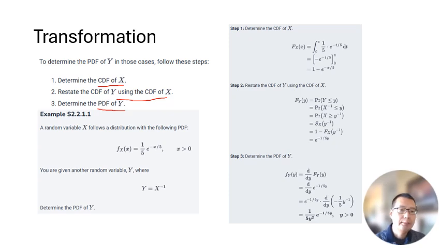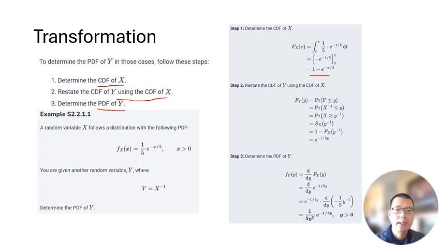Here is another example where fx is given as 1 over 5 e to the power of negative x divided by 5. Then you are given a random variable y, where y is the inverse of x. Then we always follow these three steps. First, we determine the CDF of x. We know the PDF is this, and we can integrate it, and we can get the result to be this.